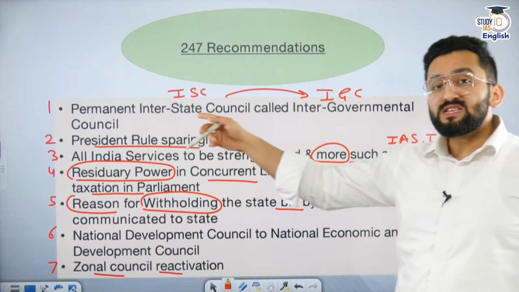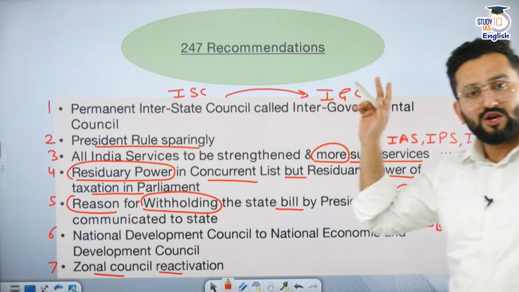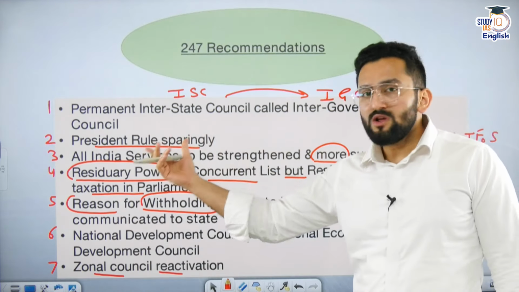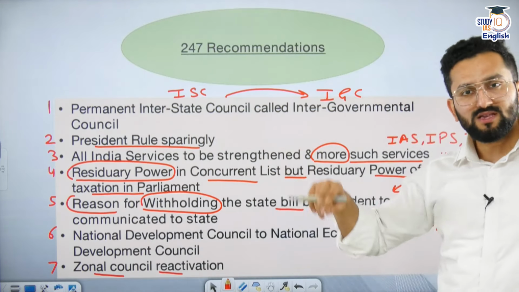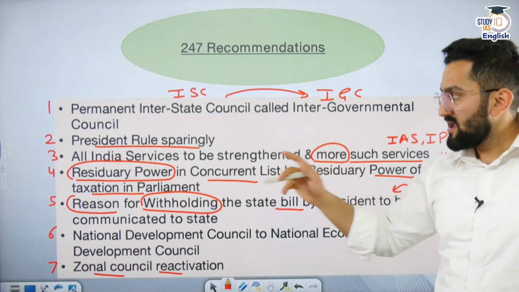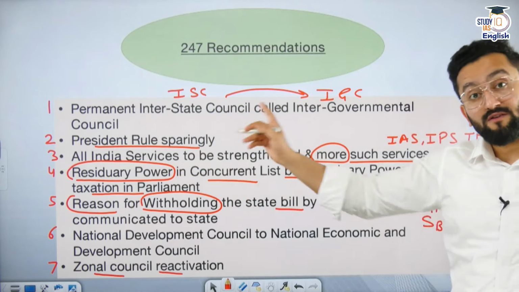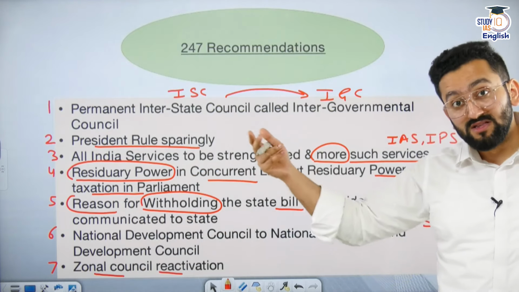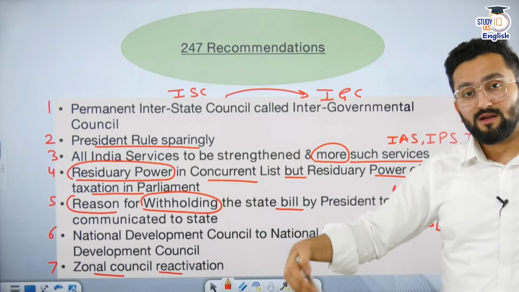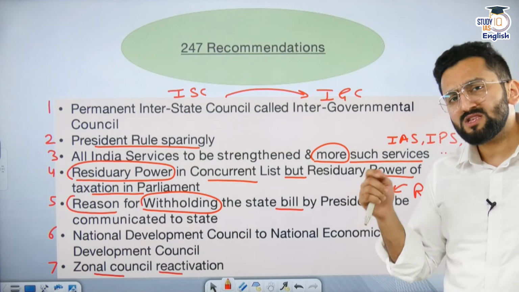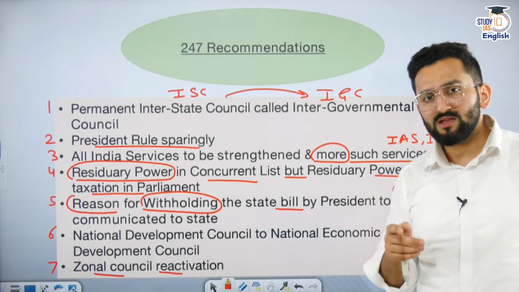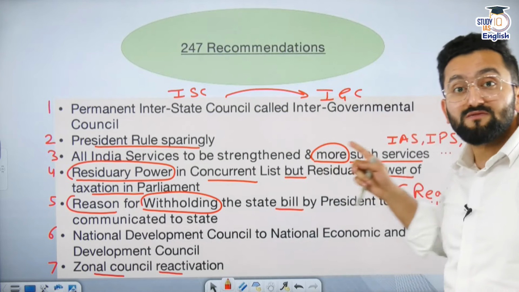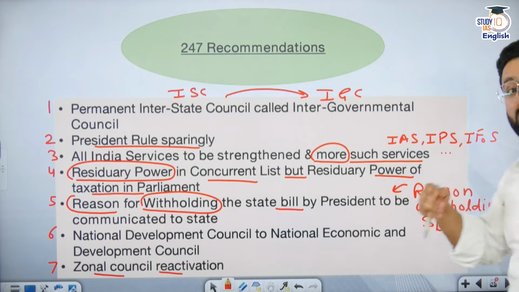Interesting one: they said ISC, the Interstate Council, should be changed into an Intergovernmental Council. President's rule should be used rarely, means in utmost necessity. All India Service to be strengthened. So everyone in these three commissions, I'm talking about Anandpur Sahib, Rajmannar and the West Bengal Memorandum, they were saying abolish All India Service, but Sarkaria said no. All India Service should be strengthened, and there should be more All India Services, like IAS, IPS, IFS; we need more All India Services.